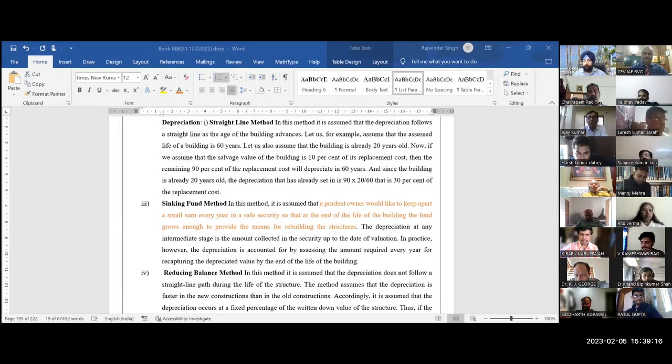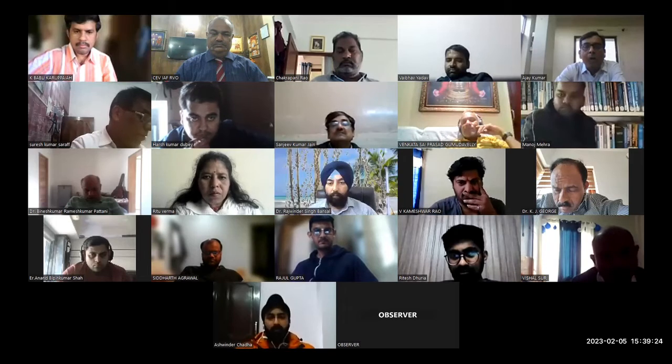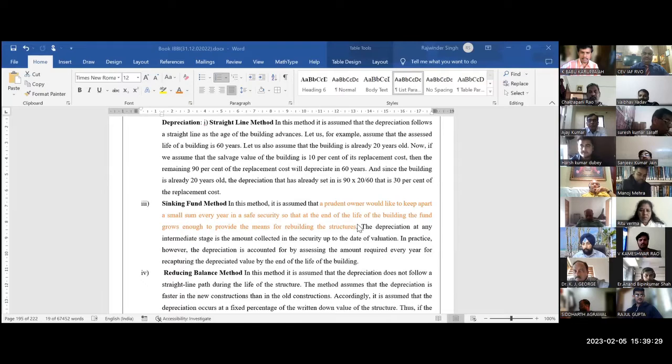What it says, depreciation at any intermediate stage is the amount collected in the security up to the date of valuation. So in practice, however, depreciation is accounted by assessing the amount required every year for recapturing the depreciated value by the end of life of the building.